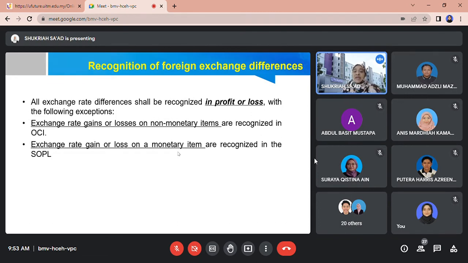Okay, so this is basically the benda yang sama. All exchange rate differences shall be recognized in profit and loss with the following exceptions. Okay, kecuali dia kata kalau exchange rate gains on non-monetary item, kita akan recognize in OCI. Kalau exchange rate gain or loss on the monetary item, kita akan record di dalam SOPR. Okay, non-monetary item contohnya revaluation. Okay, non-monetary ni whatever transaction bentuk cash lah.